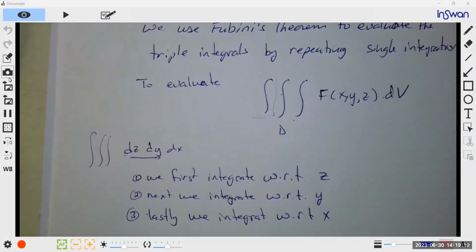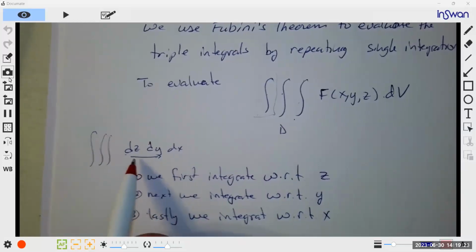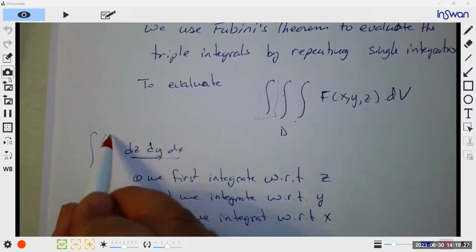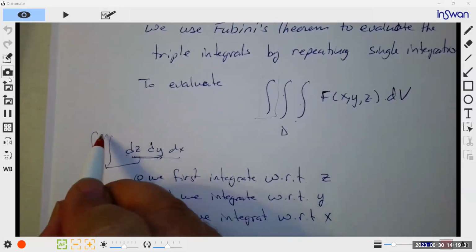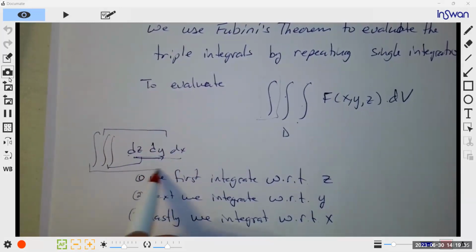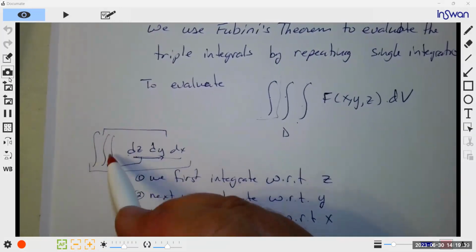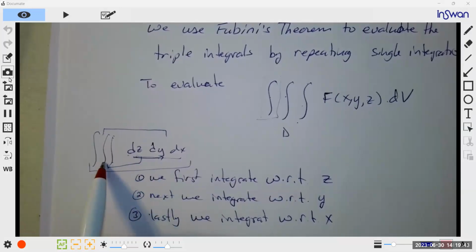Even though the order of integration doesn't matter, we read inside out. So the first bounds of integration are the z's, the next one is the y's, and the last one is the x. As we define these bounds, we have to define the bounds of, in this case, z first, then y, and then the bounds of x.